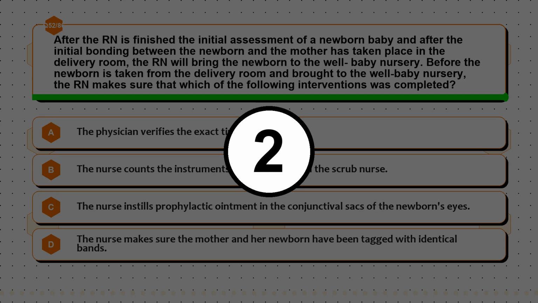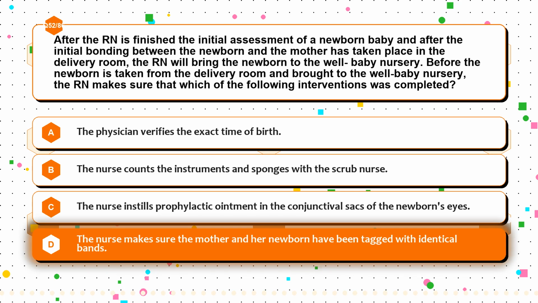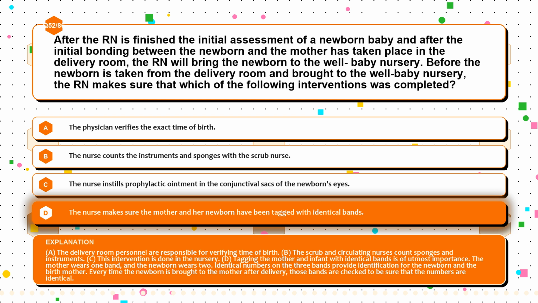The correct answer is option D. The nurse makes sure the mother and her newborn have been tagged with identical bands. A. The delivery room personnel are responsible for verifying time of birth. B. The scrub and circulating nurses count sponges and instruments. C. This intervention is done in the nursery. D. Tagging the mother and infant with identical bands is of utmost importance.